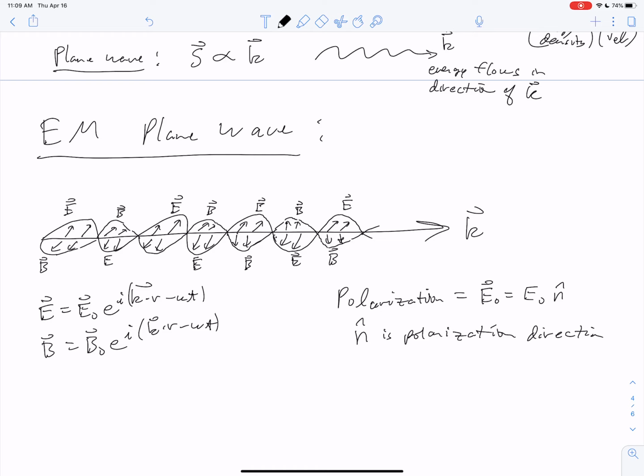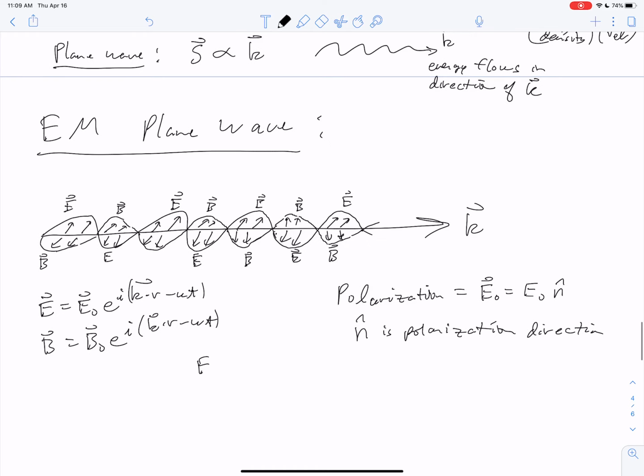And we've just derived all the constraints on E and B, E naught and B naught, and k. And they're all represented in this picture, which I didn't do a good job of. But you have to see how E naught is perpendicular to B naught is perpendicular to k. And there's a right-hand rule relationship between them, such that k is proportional to E cross B.